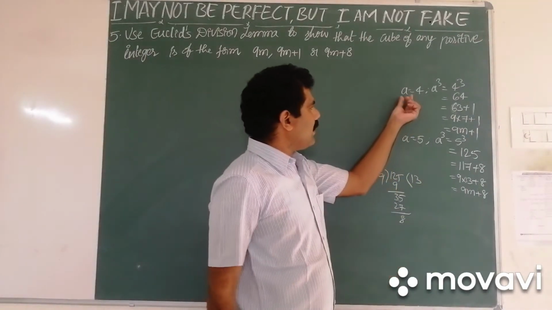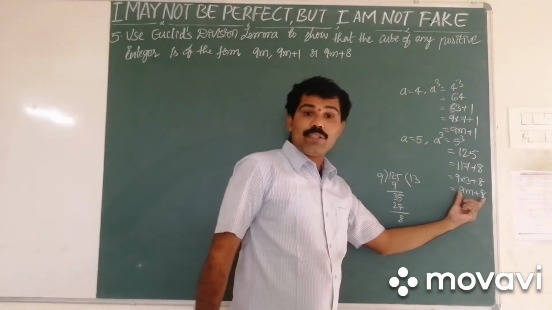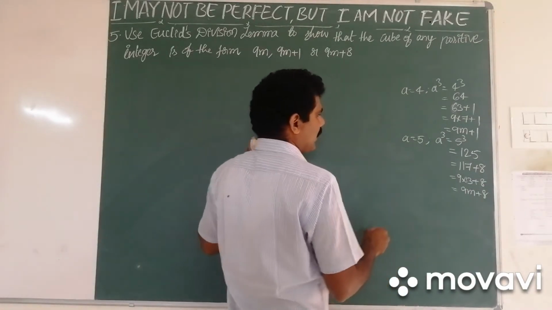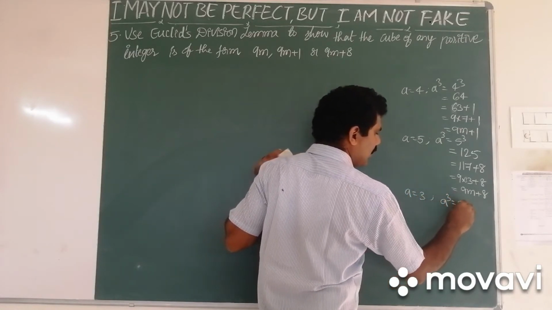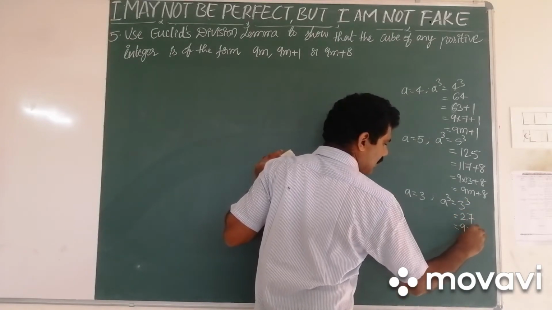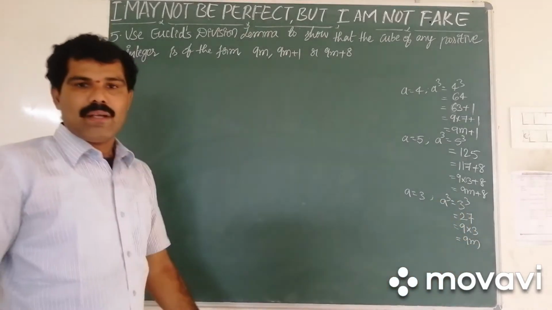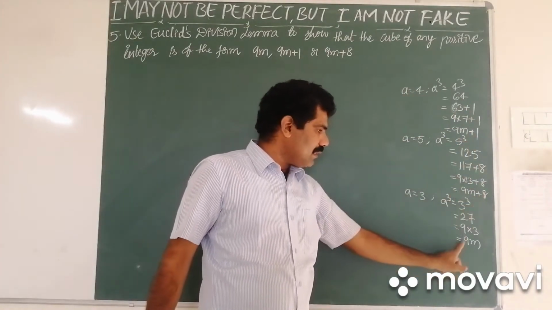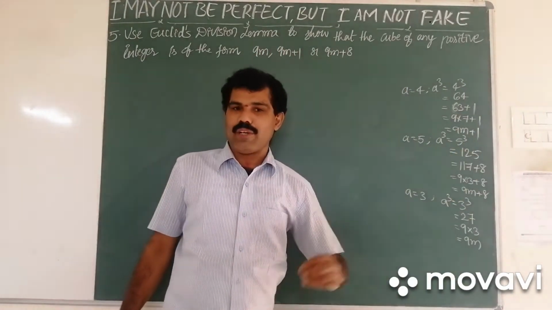For some value of a, we got a cube as 9m plus 1. For some value of a, we got a cube as 9m plus 8. And if I take something like a is equal to 3, then a cube is equal to 3 cube, that is 27, that is 9 into 3. I can write this as 9m where m is equal to 3. Is it not? So for some values, a cube can be shown as 9m plus 1, 9m plus 8, 9m. So that is what they have given in the question. Actually we took some values directly for an example.